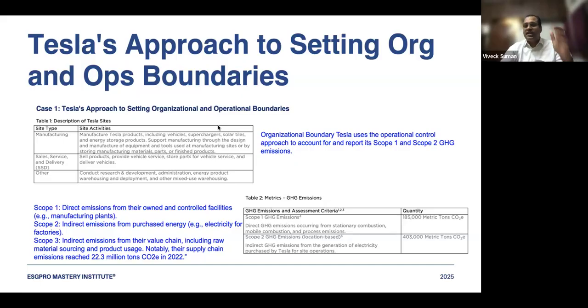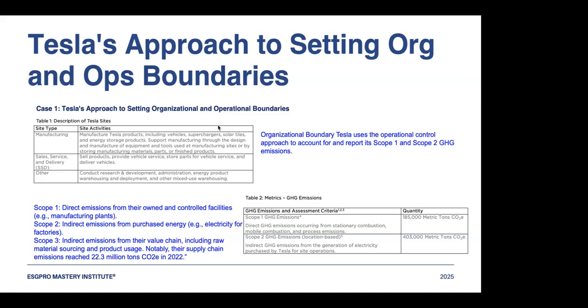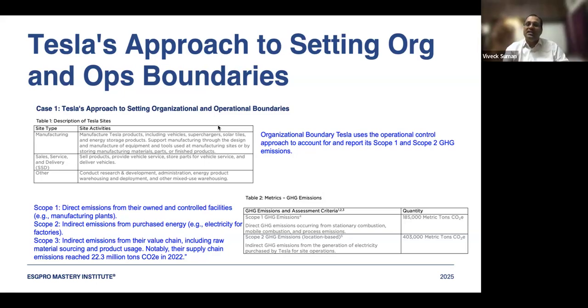Now, the organization boundary which Tesla uses is through operational control. They are not using what? Equity share. They are not considering it. Why? Because in India they might not be owning 100%. It's a branch only, right? The branch could be 100%, but I'm just saying that even though they can take equity share, they are not taking it. They are taking which method? Operational control method, where it becomes easier for them to classify into scope 1 and 2 GHG emission.